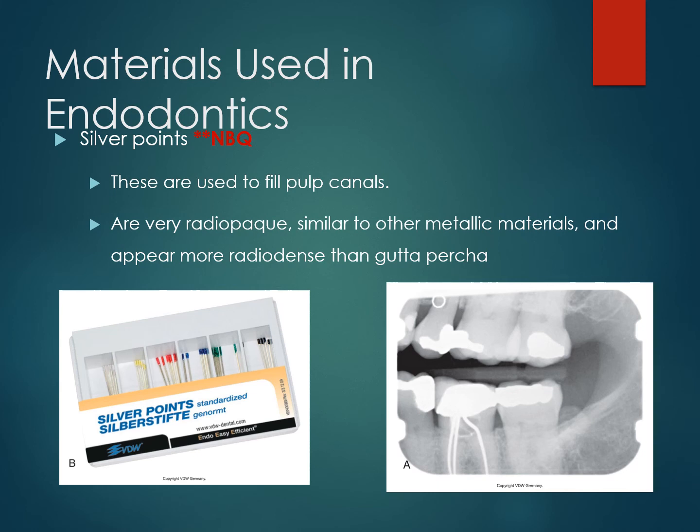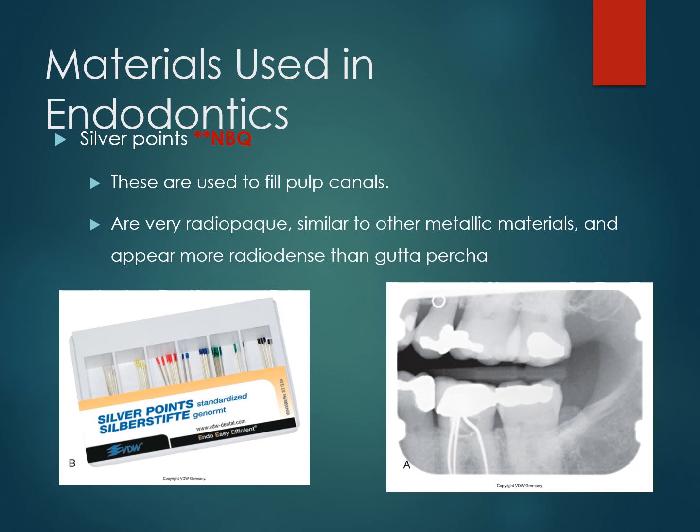For a long time, they were used alone before gutta percha came out, and then once gutta percha came out, dentists started using them together. The problem with silver points is that they corrode over time, right? Silver tarnishes and rusts when exposed to moisture, and so it was very inflammatory to the tooth. The tooth was not very happy with these silver points.